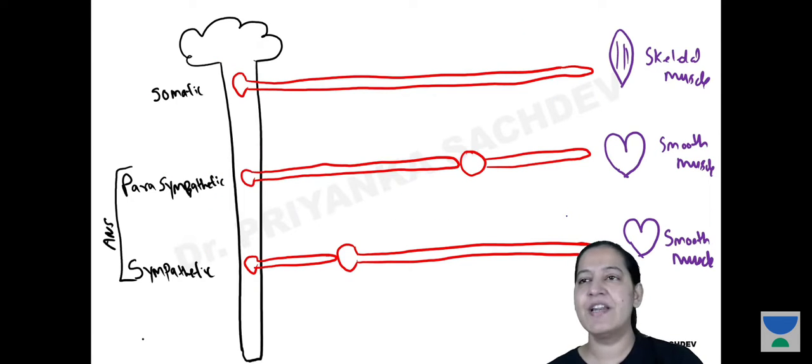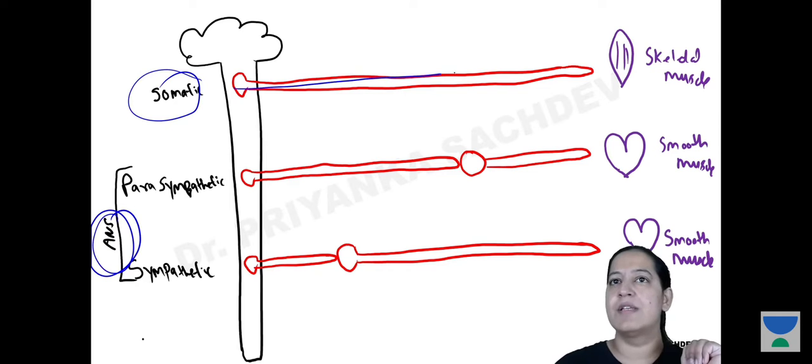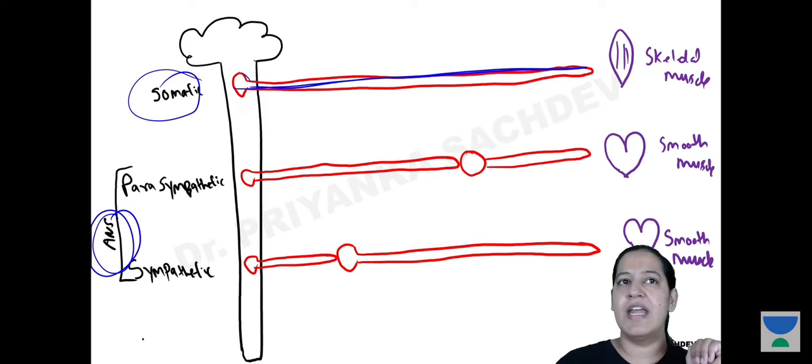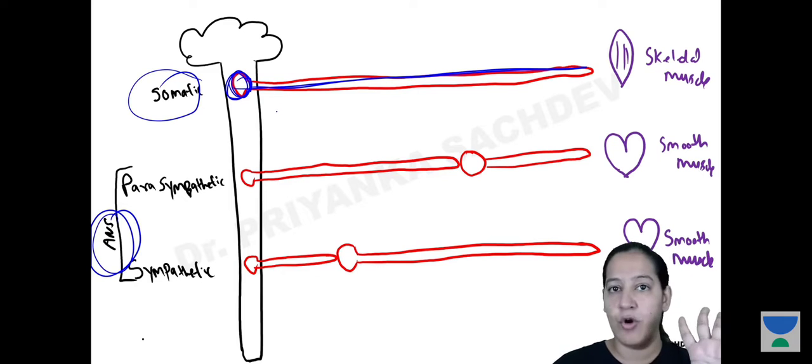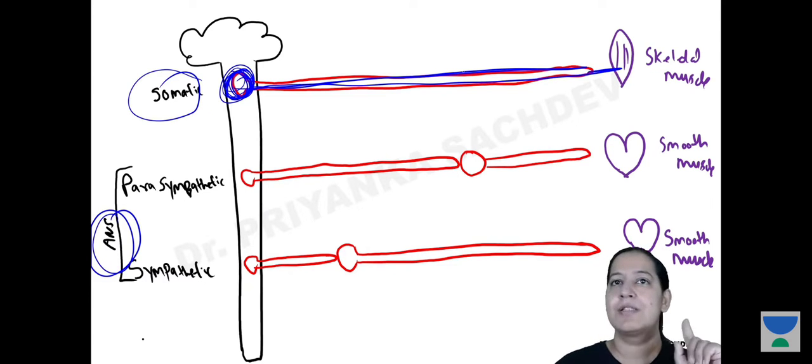Now what is the basic difference you can see in somatic and autonomic? See this now. This is a single nerve. So the neuron is starting. What is a nerve? A nerve is the axon of a neuron. You can see this is the cell body of the neuron. It is present inside the CNS. And the nerve is starting from the CNS and it is ending in the skeletal muscle. So a single nerve, one axon, is present in the somatic system.